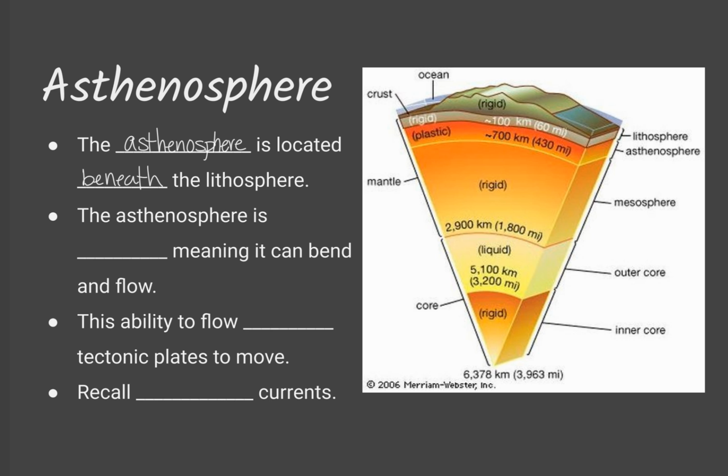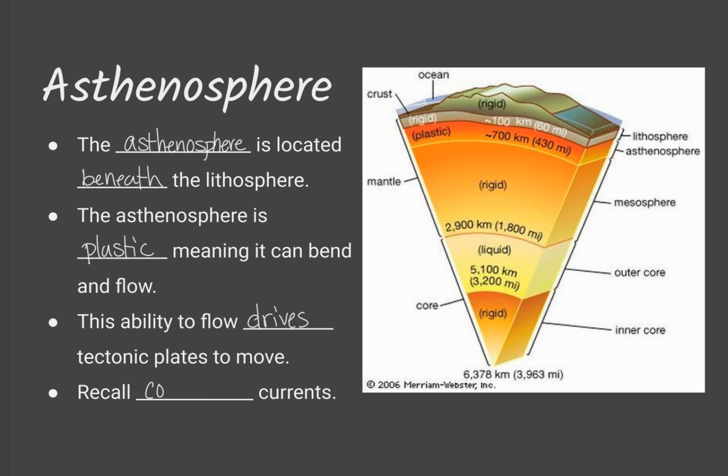And the asthenosphere is what we would call plastic. And this doesn't mean that it's made of plastic. It means that it's able to bend and flow. So if you apply a force to the asthenosphere, it just kind of bends. It doesn't break. And this ability, even though it's solid, so this ability to flow drives that tectonic plate movement. The tectonic plates float on top of the asthenosphere, and this ability to flow makes the tectonic plates move.